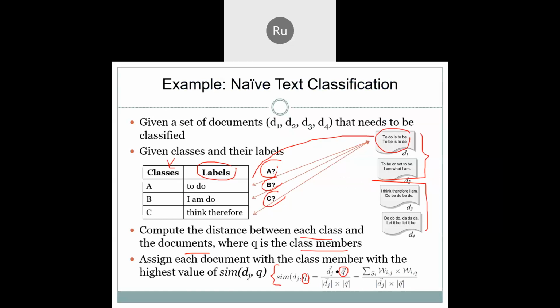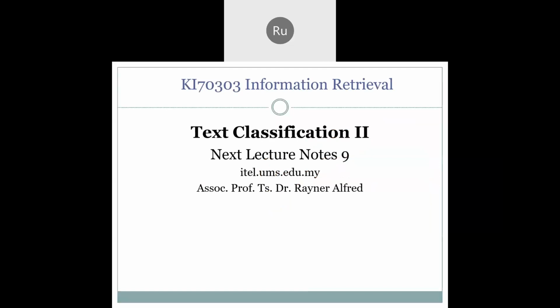So actually there are three lessons that you learned today. The first thing is K-means clustering, and the second one is HAC, hierarchical agglomerative clustering. And the third one is naive text classification. Okay. I think that concludes tonight's lecture.